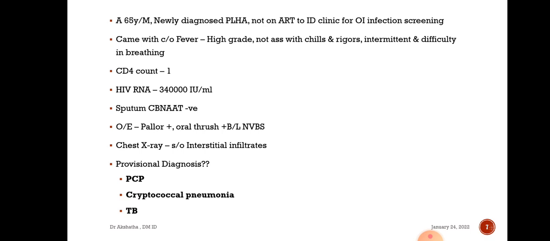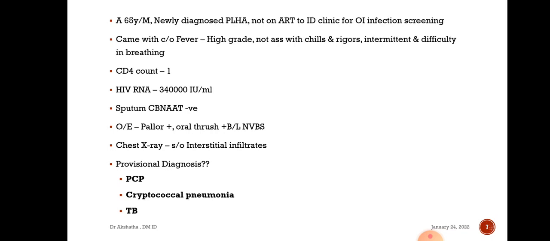Then cryptococcal pneumonia closely mimics PCP pneumonia. So you should always screen the patient for cryptococcal pneumonia as well. And TB, as we all know, is a great mimicker, so it can present to you in any situation.